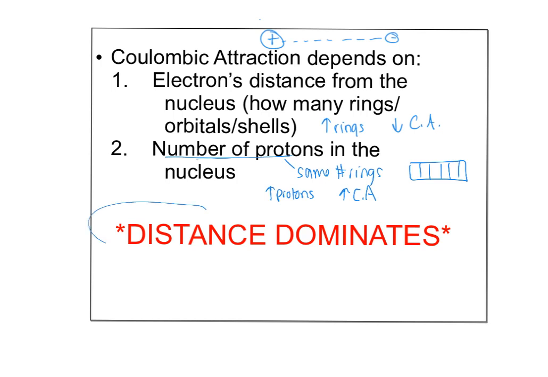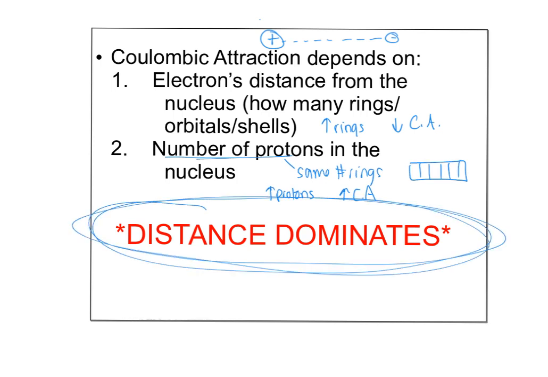But the key that you need to take away from this is distance dominates. So when you're looking at Coulombic attraction, first see what row they're in, how many rings, okay? We're going to first look at rings. That dominates. The distance dominates. Doesn't matter how strong your magnet is. If you're too far away, it doesn't make a difference. Okay, then if there's a tie for the number of rings, then we will look at protons to decide for strongest Coulombic attraction.